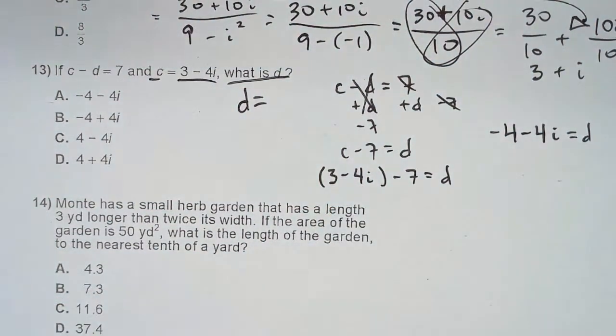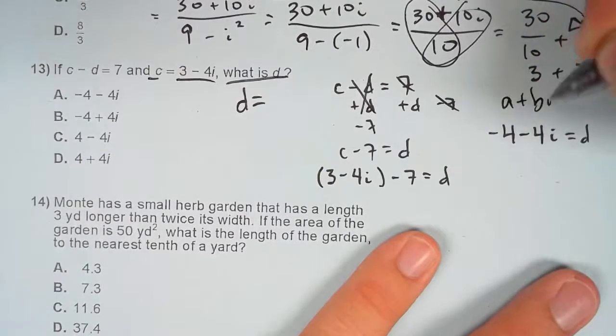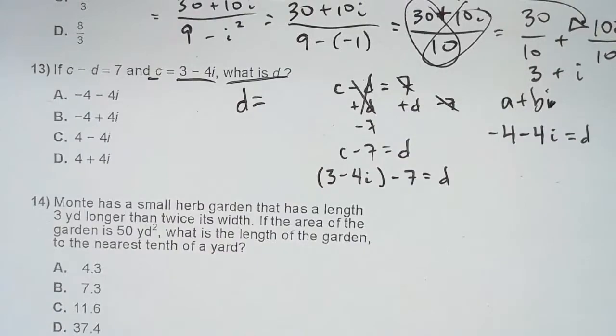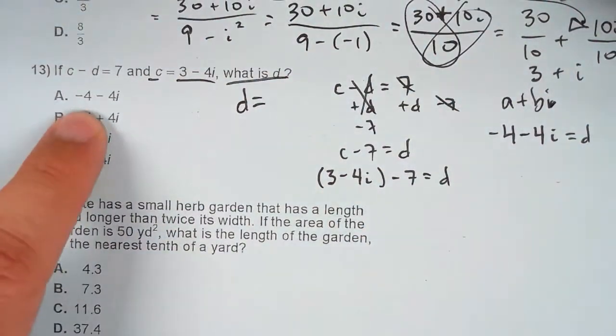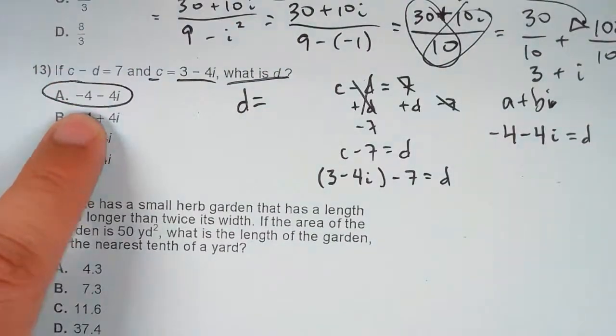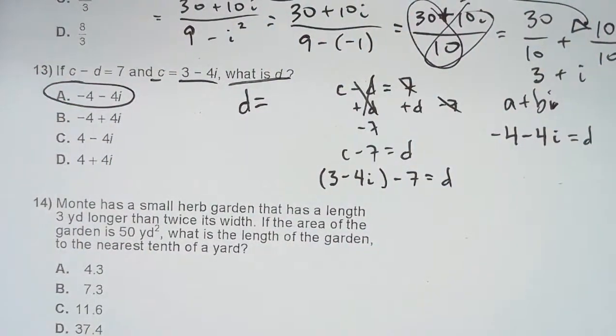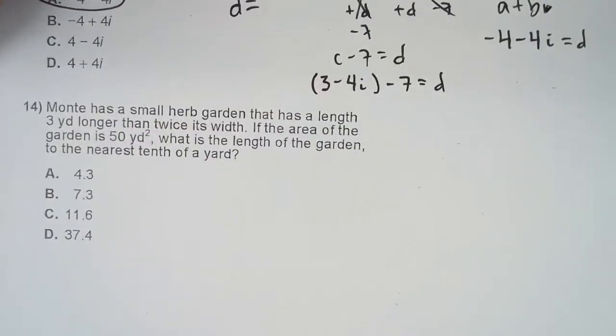Don't forget the standard form of any of the complex numbers is a plus bi. So we have the i term second. That says we're looking at negative 4 minus 4i equals D, which is answer A. Fantastic. Okay. So this is Unit 5, coming back to haunt us again.